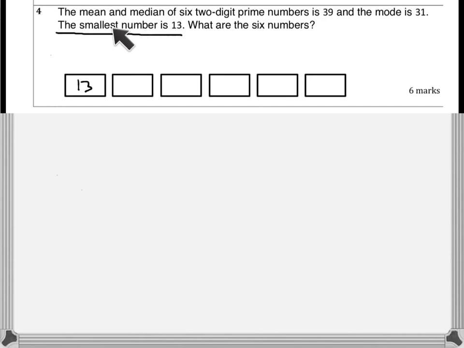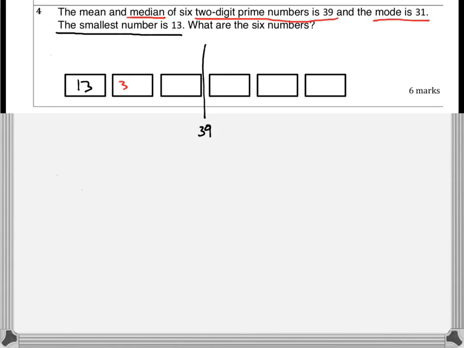And so our mean and median are both 39. And the mode is 31. Now the mode means most common, so that tells me there's going to be more 31s than other numbers. And then the smallest number is a 13. So I can start there. The smallest number is a 13, so the 13 is going to be my first number in the set, going from smallest up to largest.